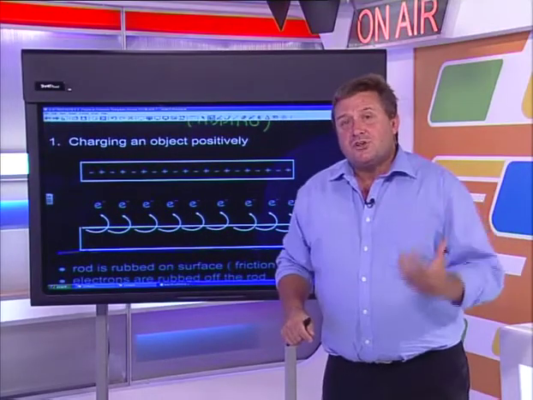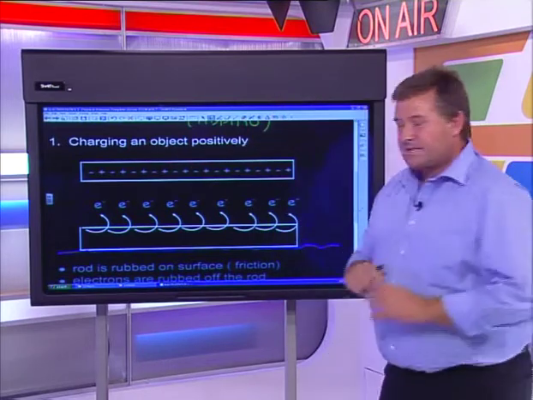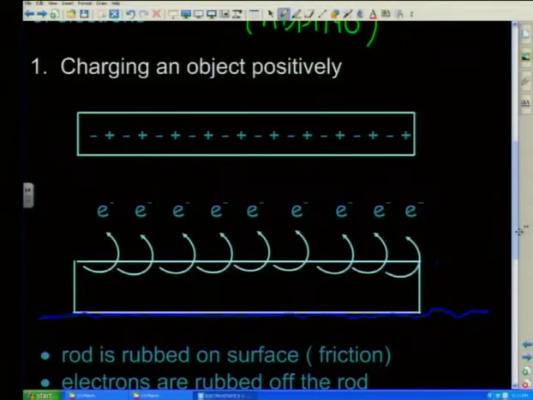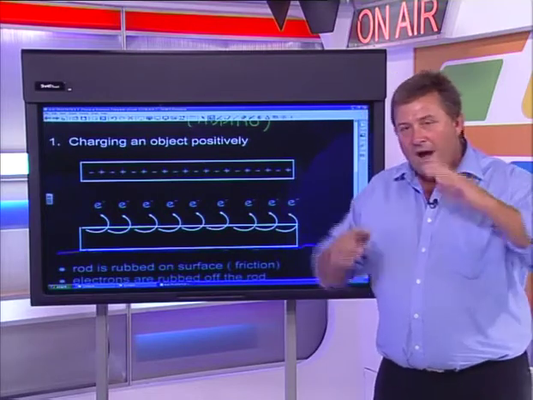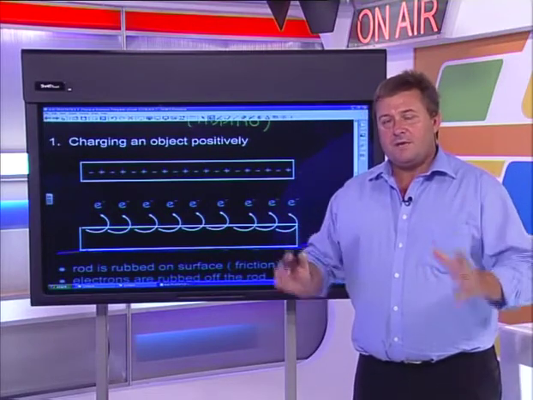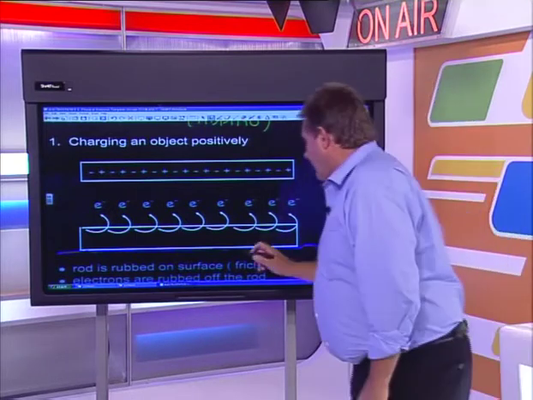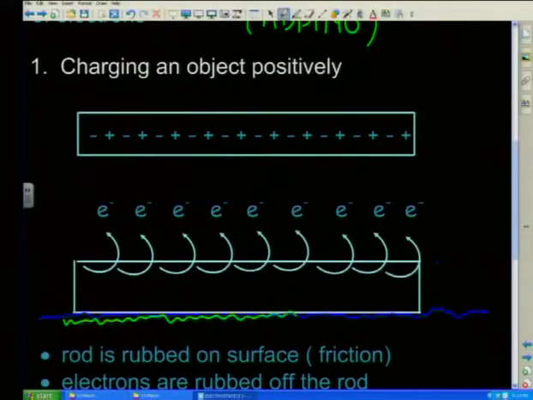Right, now, here we go. So, I'm going to quickly show you exactly how this is going to work. If I want to charge an object up positively, what I've got here is a sort of a rod, an object that I'm going to try and charge. And what I've put here is alternating positives and negatives, which I'm trying to indicate, that this rod, before I do anything with it, is going to be electrically neutral. Now, what I'm going to do is rub it. There's a surface, and we're going to rub this object on the surface.